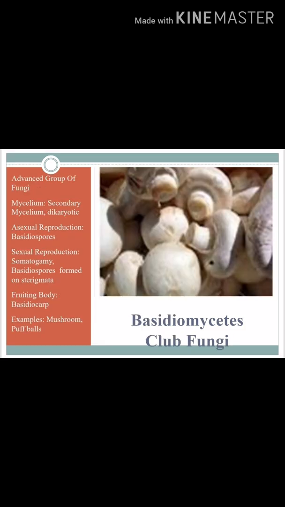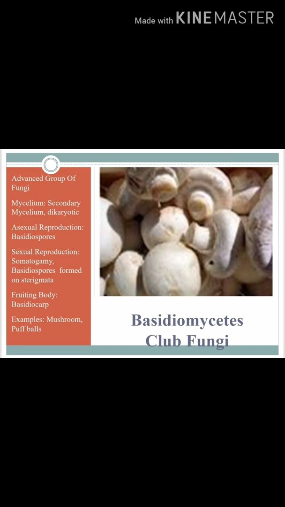Our third class is Basidiomycetes. Mushroom is one of the examples of Basidiomycetes, which is saprophytic. And if we talk about the parasitic forms, Puccinia causes wheat rust, and Ustilago causes smut. And if we talk about reproduction, sex organs are absent here.